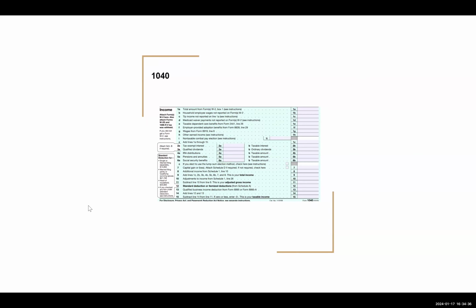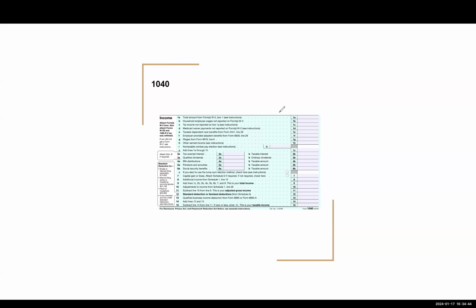But sometimes, if you're going for a mortgage, or you're trying to get a loan or anything like that, you would be looking right here at the line where it says adjusted gross income, and that would be line 11.